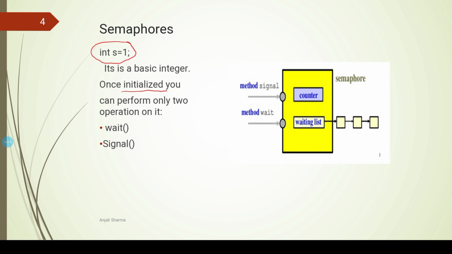After initialization, you can perform only two operations on a semaphore. What are those two operations? The two operations are known as wait and signal. These two operations are known as the wait and signal operation.